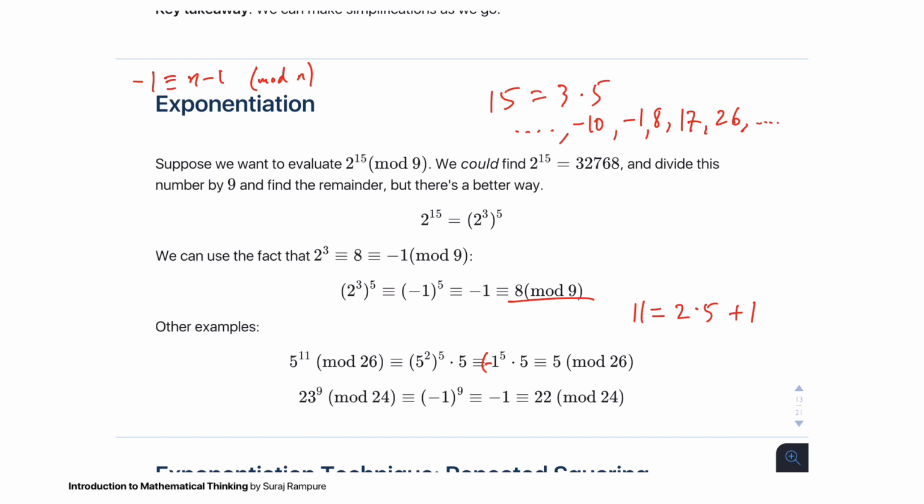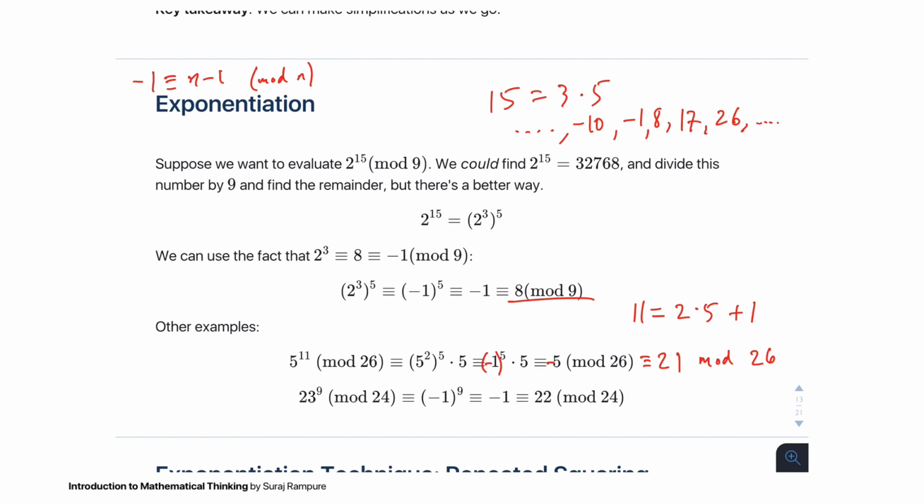Brackets should be around here. And that gives me negative 5 mod 26, which is, what's negative 5 in modulo 26? 21, right? Because it's what I get when I add 26 to negative 5. Is that clear? So this gives me 21 mod 26. Is that clear? So how I rewrote it was so that I could use the fact that 5 squared is negative 1 when we're talking about mod 26. Then I have negative 1 to the 5 times 5. Negative 1 to the 5 is just negative 1. Multiply that by 5, I have negative 5, which gives me 21.